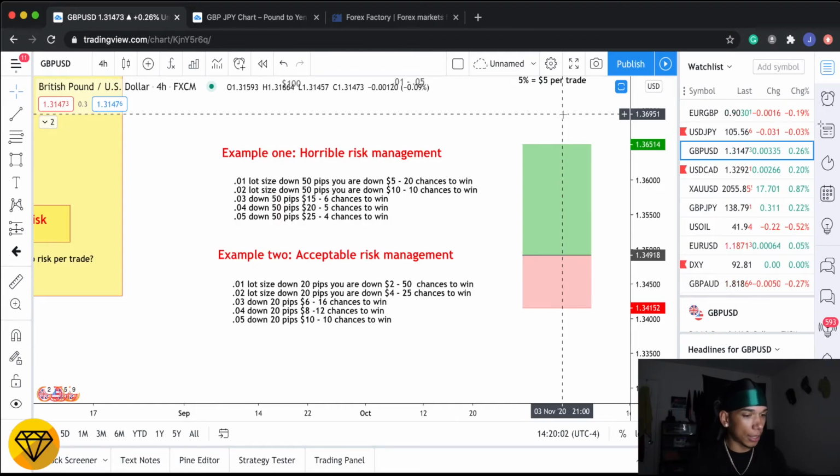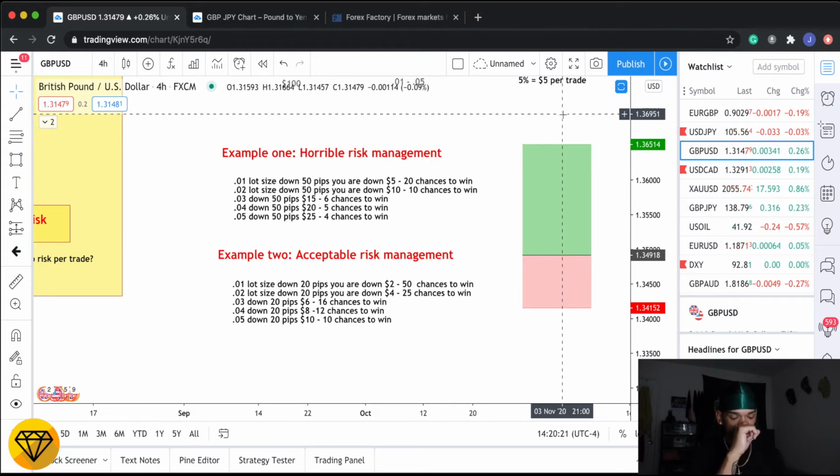So back to the example. All right, 0.3 lot size, you're down 20 pips. It's only $6. You have a little over 16 chances to win. 0.04, you're down 20 pips, $8. 12 chances to win. 0.05, down 20 pips, $10. 10 chances to win, okay?